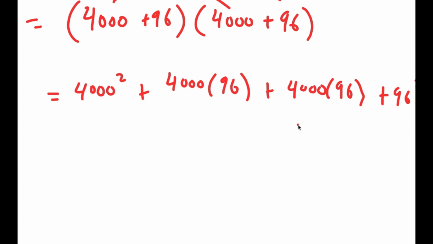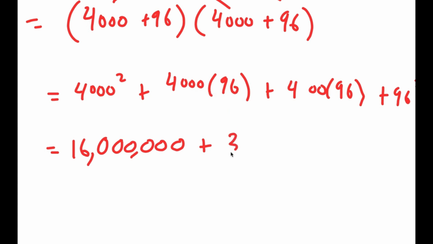Now, from here, 4,000 squared is simple because all we have to do is 4 squared, which is 16, and then 1,000 squared, which is a million. A million has 6 zeros, so all we have to do is add 6 zeros to the end of this. So I get 16 million for 4,000 squared, plus 4,000 times 96. Well, 4 times 96 is 384, so then all we have to do is add 3 zeros to that. So I get 384,000.